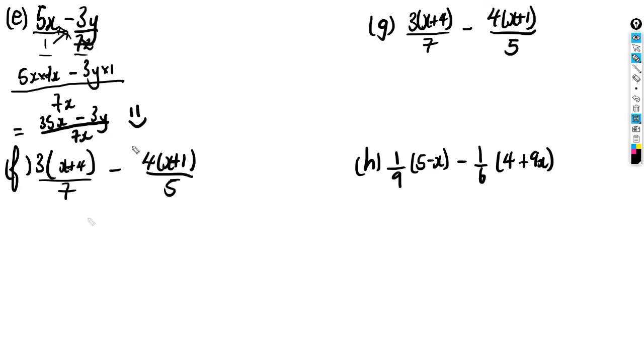Okay, guys? All right, so for the next one here, we see that we're having a bracket from the denominator, from the numerator here. We'll have two brackets. So the first thing we want to do, guys, is we want to open these brackets, okay?